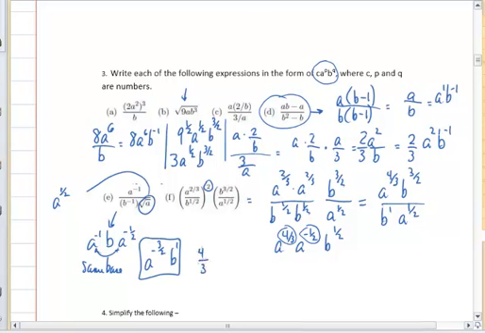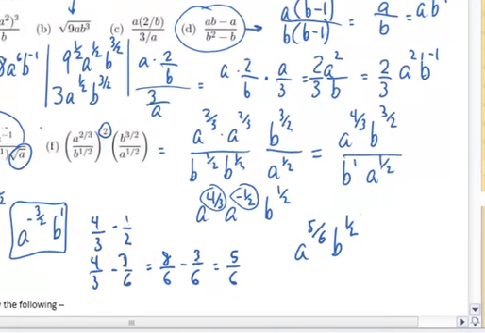I've got 4/3 minus a half, so that's like 4/3 minus 3 over 6. Oops, this will be 8 over 6 minus 3 over 6, which will give me 5 over 6. So my numerator is going to be a to the 5 over 6 and b to the 1/2. So that'll be my final answer there.